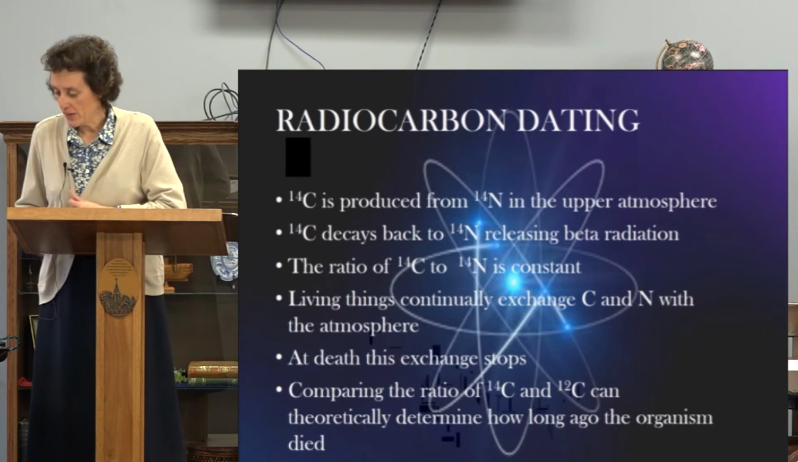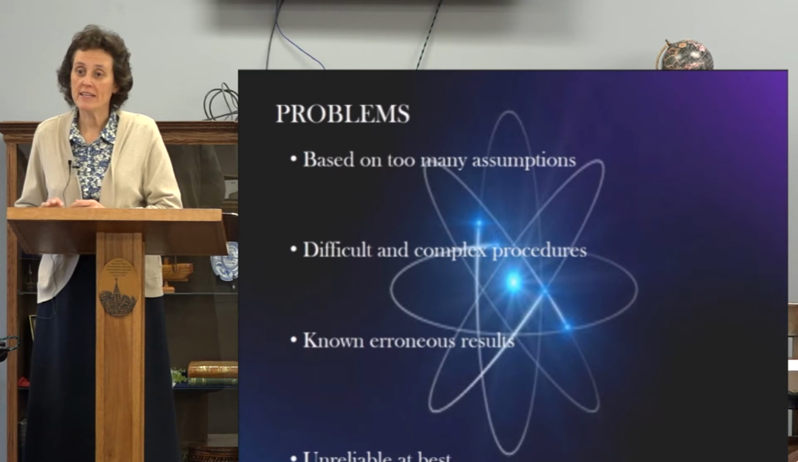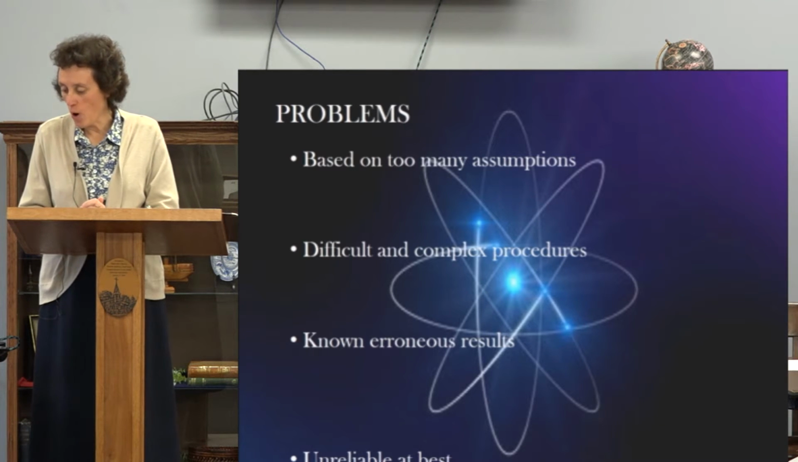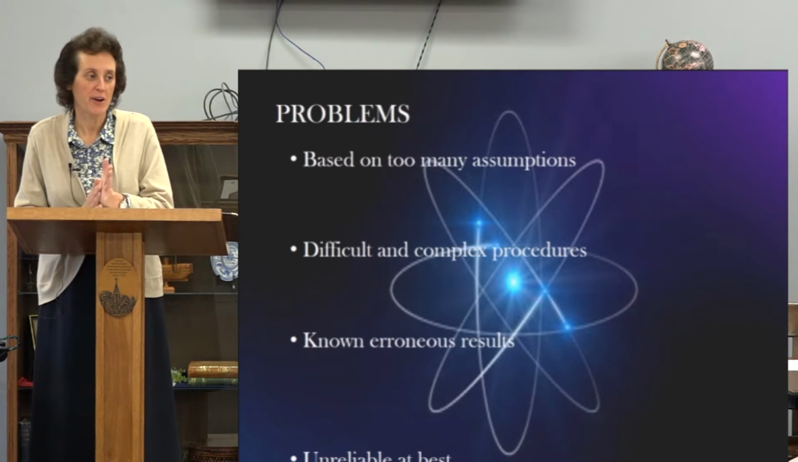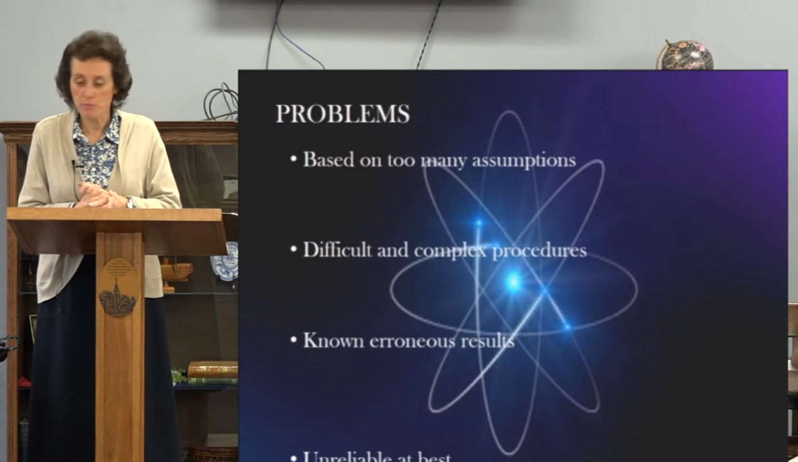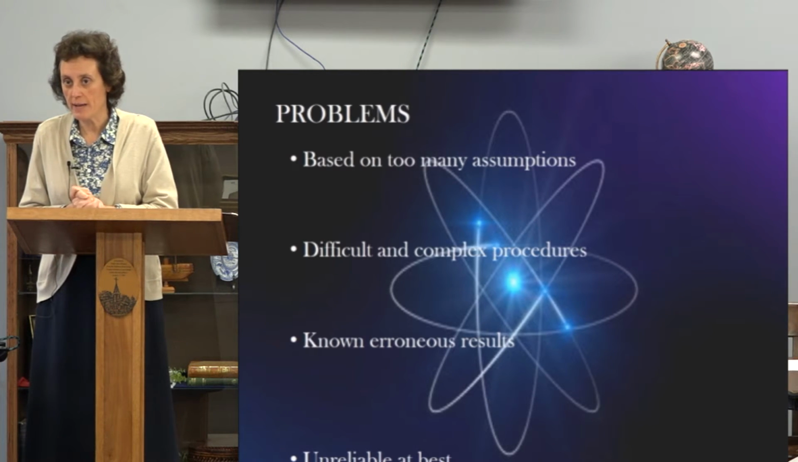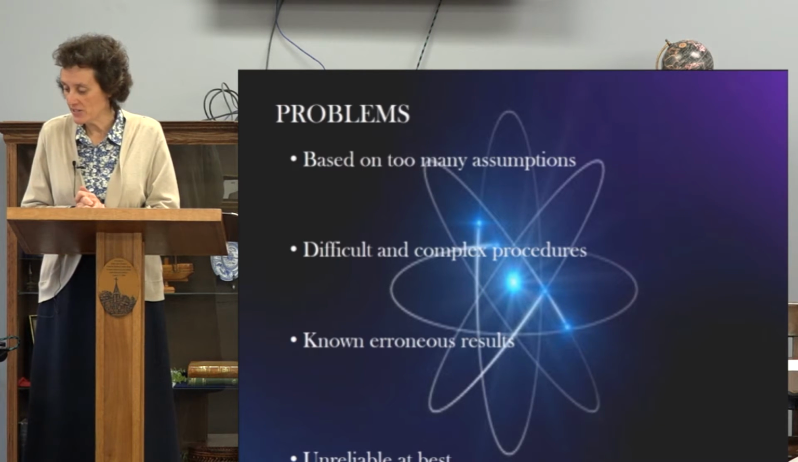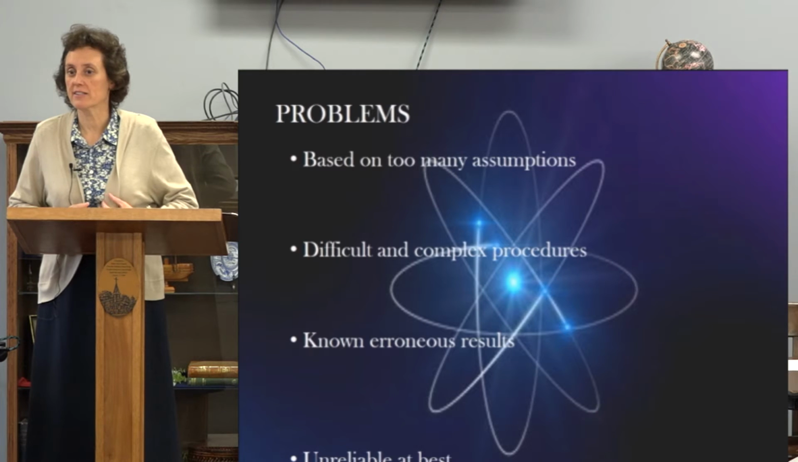Problems with radiocarbon dating and problems with radiometric dating. Four problems. There they are. We'll discuss them. The first and most important one we're going to take more time on, but we'll go ahead and list it first. It's based on too many assumptions.